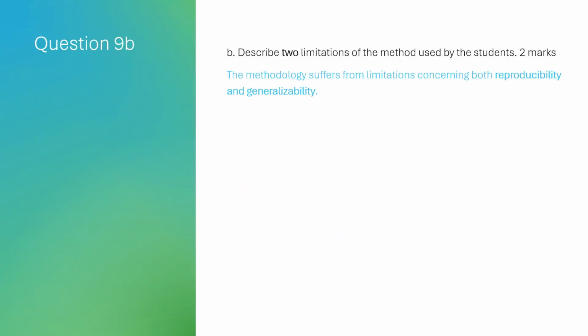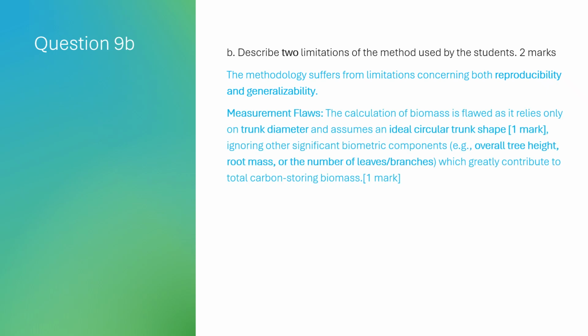The methodology suffers from limitations concerning both reproducibility and generalizability. Measurement flaws: the calculation of biomass is flawed as it relies only on trunk diameter and assumes an ideal circular trunk shape, ignoring other significant biometric components, e.g., overall tree height, root mass, or the number of leaves or branches, which greatly contribute to total carbon storing biomass.